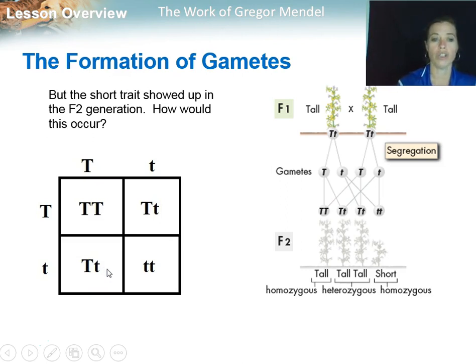So if I was just to look at what they looked like, what I can see with my bare eyes, I would see that I have 1, 2, 3 that are tall, and 1 that is short. So guess what? Gregor Mendel got about 75% that were tall and 25% that were short.